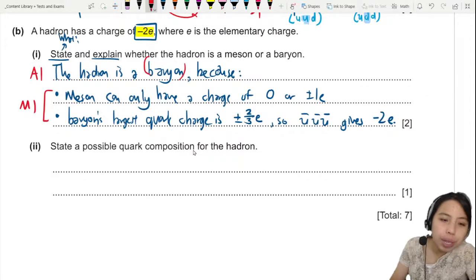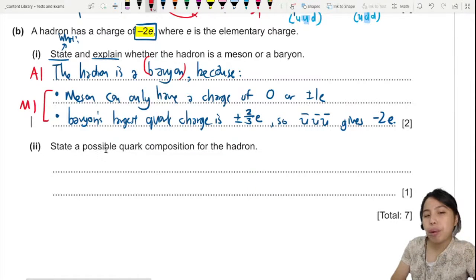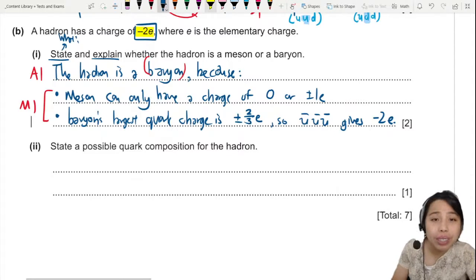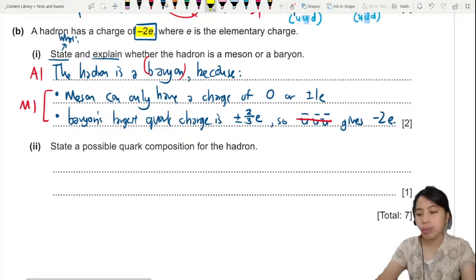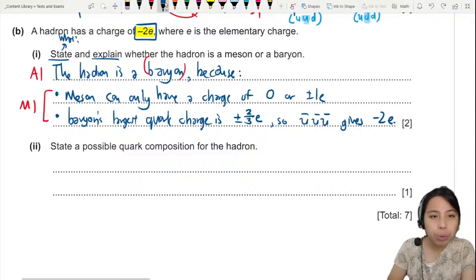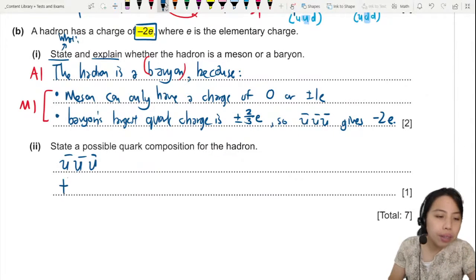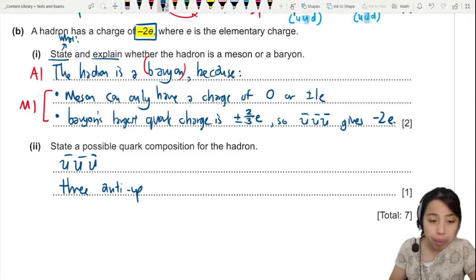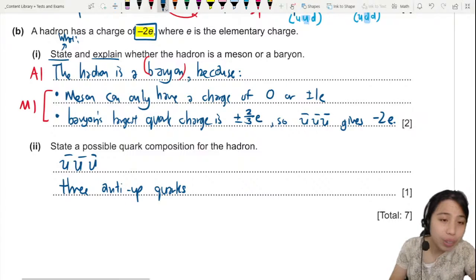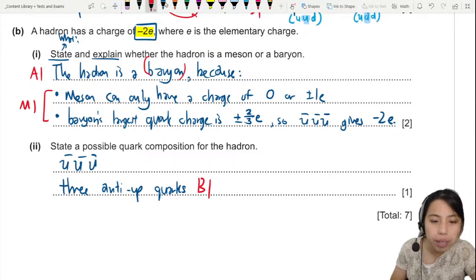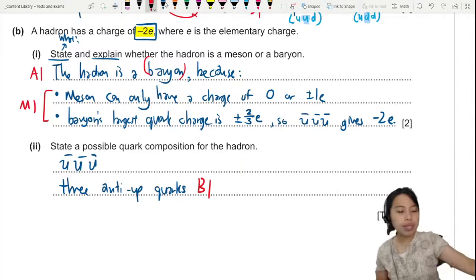Okay, so the last part. Oh, we can't give the answer already. State a possible quark composition for the hadron. So the easiest one is what we already mentioned: a triple up. You can say U, or if you want to be more detailed, you can say 3 up quarks inside that hadron particle. So this one is a B1 mark, just to tell them what you think is in the particle.